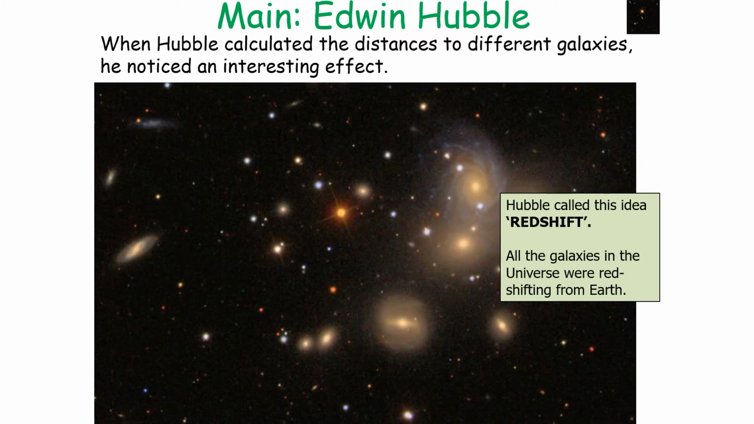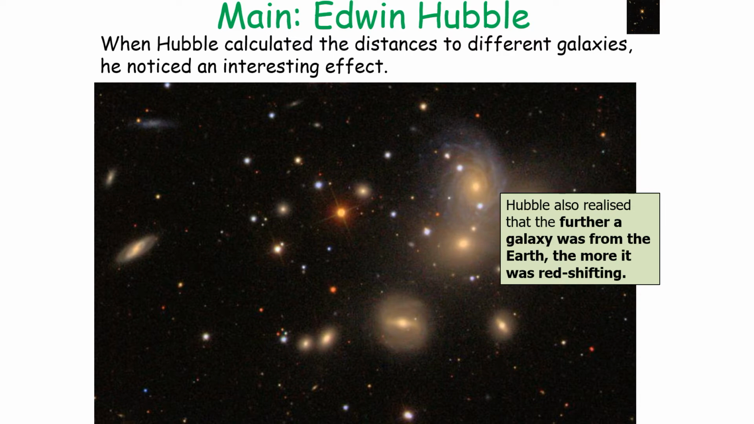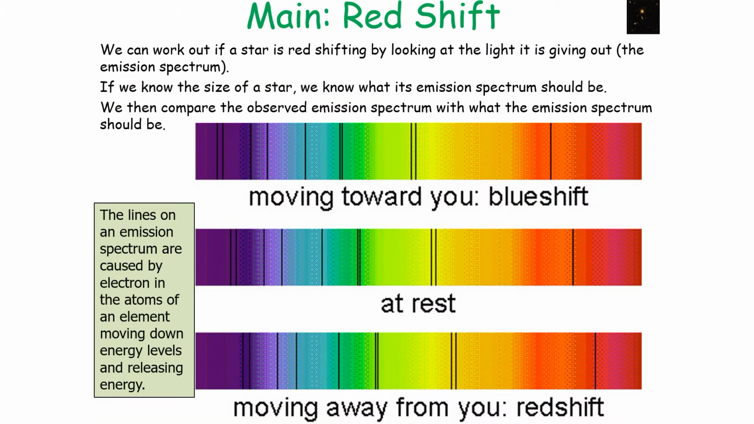So Hubble called these ideas redshift. All the galaxies in the universe were redshifting from Earth. So Hubble then realized that the further a galaxy was from Earth, the more it is redshifting. Now, we can look and work out the effect of redshifting by looking at the light a star or a galaxy is giving out. So we call this the emission spectra. So if we know what the star or galaxy is like, we know what its emission spectrum must be. So we can then compare the observed emission spectrum with what the emission spectrum should be.